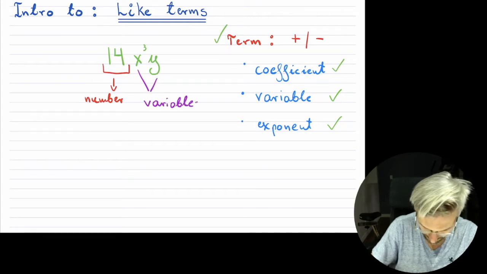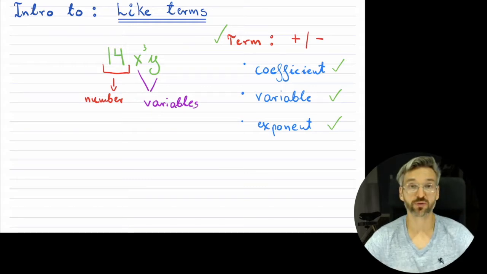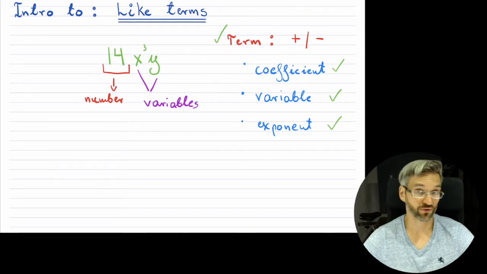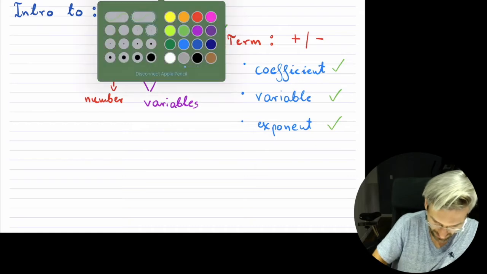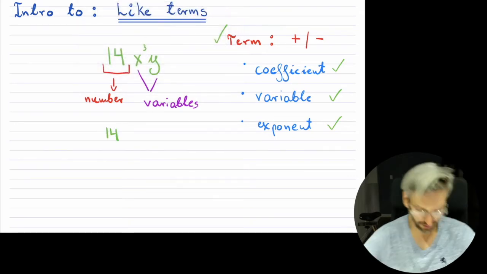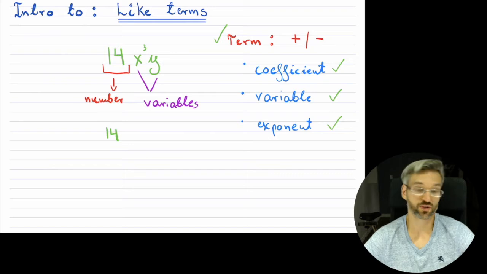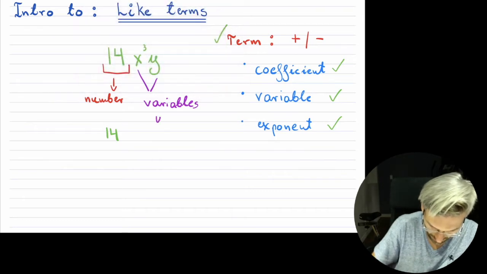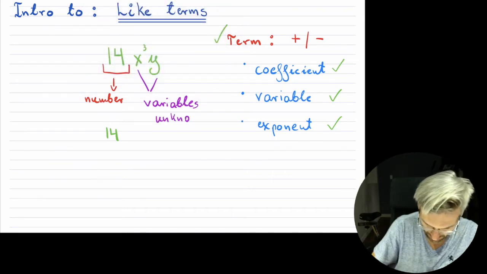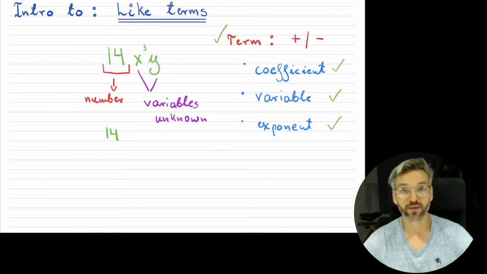They do not have to have variables. A term can just be a number, for example, just 14 on its own. If I wrote this as simply 14, it would still be a term. It just would be a term with no variables that are unknown. And that's the key here: these variables are really just unknowns. They represent something that we don't really know. It might be some kind of an expression or some other number that's coming from somewhere.